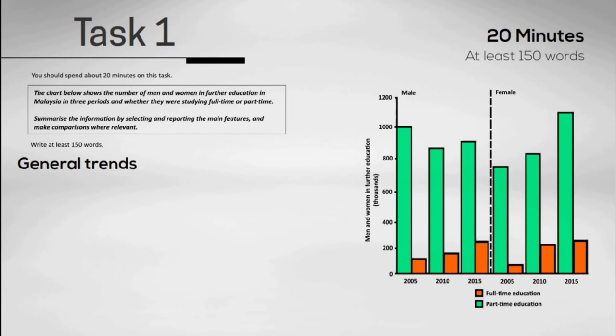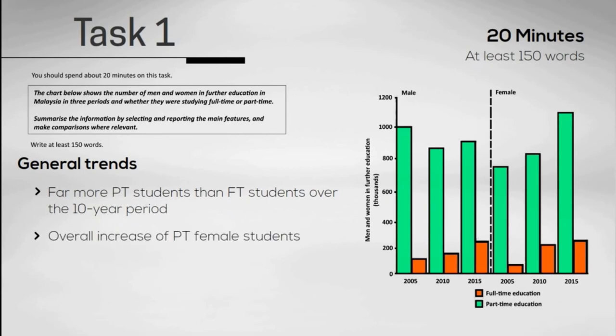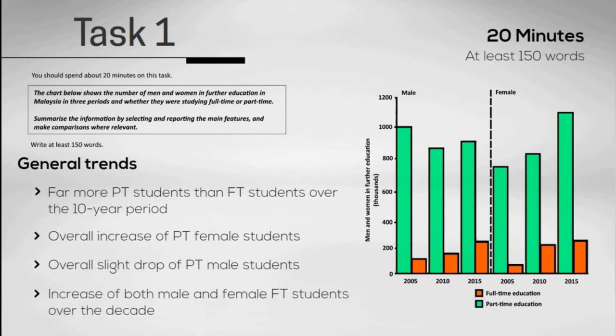First, you can see that there are far more part-time students than full-time students over the 10-year period. Second, while the number of female part-time students has increased over the period, the number of part-time male students has shown an overall slight drop. Looking at full-time students, for both males and females, there has been an increase over the decade.